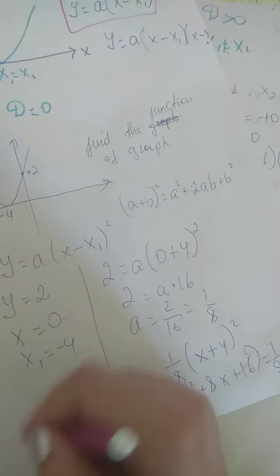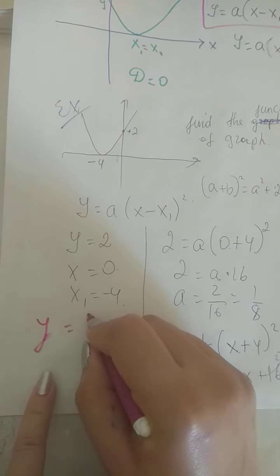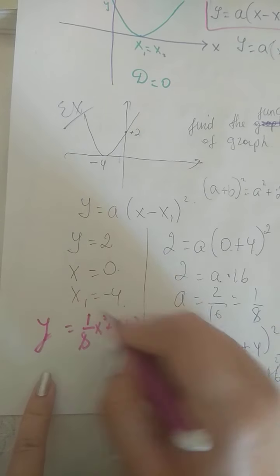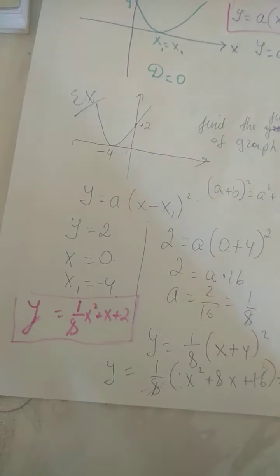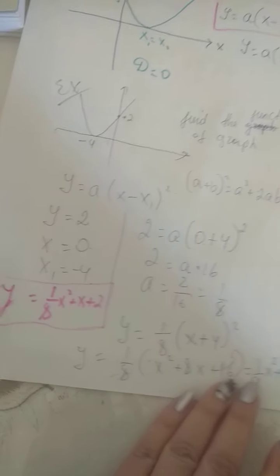So your final function is: y is equal to 1 over 8 x squared plus x plus 2. That's it. You found the function of this graph, which is 1 over 8 x squared plus x plus 2. Okay, so I think it's clear.